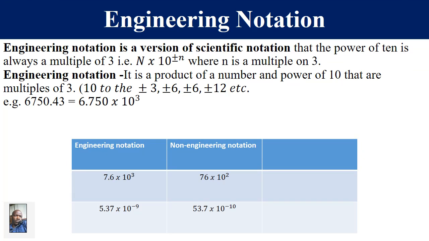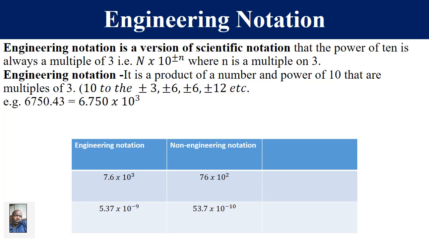Then engineering notation. Engineering notation is almost the same as scientific notation, but the only difference is small letter n is a multiple of 3. So n can be 3, can be 6, it can be 9, it can be -3, -6, -9, etc. For example, these two numbers, this one is in engineering notation. Why? Because the power, we have got 10 to the power 3. This one is also in engineering notation, it is 10 to the power -9. So n is a multiple of 3.